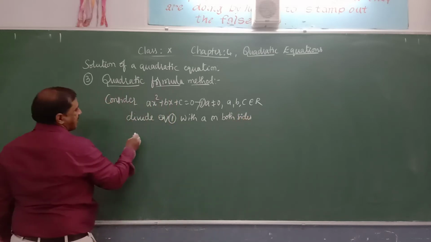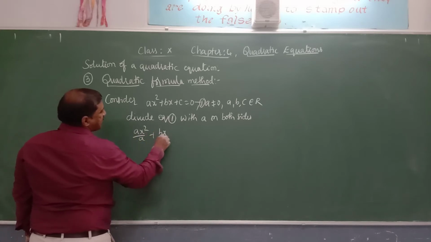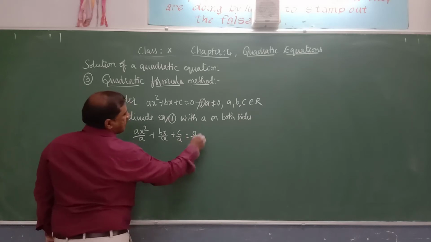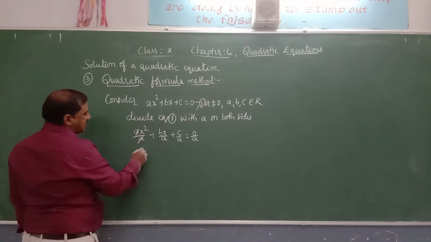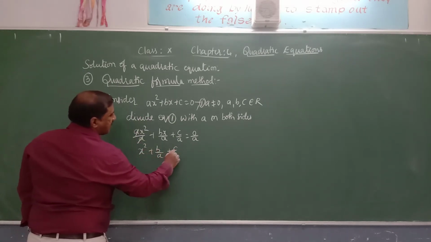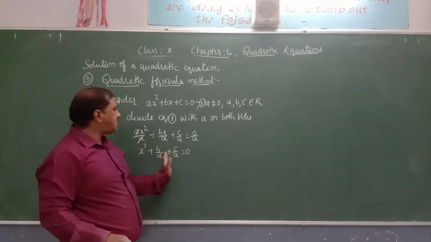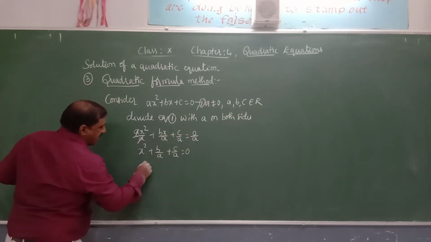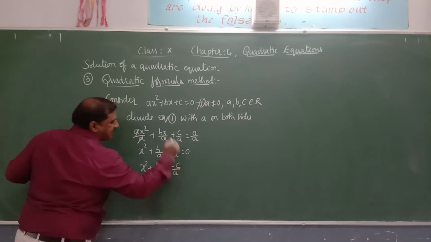So now what we get is ax square by a plus bx by a plus c by a equals 0 by a. 0 by a is also 0 only. A and a are cancelled. x square plus b by a x plus c by a equals 0. Now transpose c by a to the RHS, we get x square plus b by a x is equal to minus c by a.